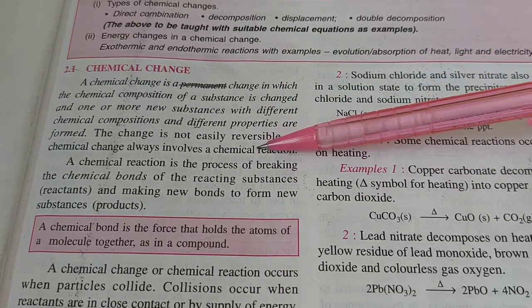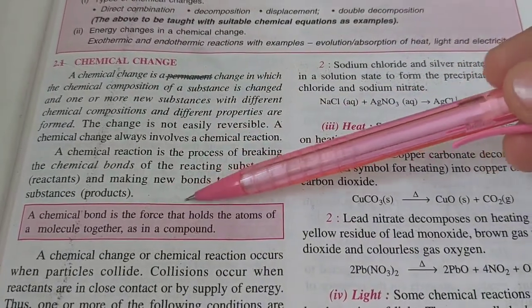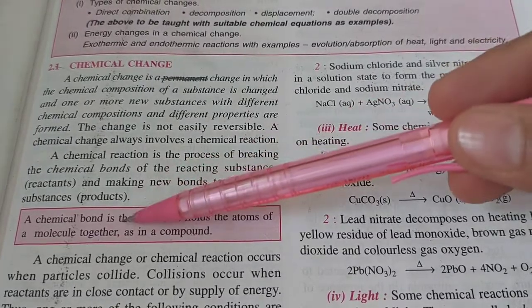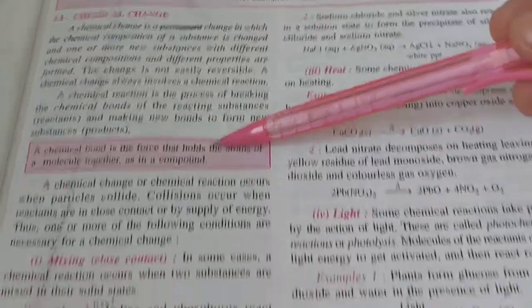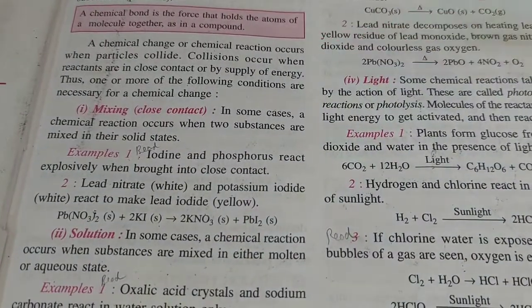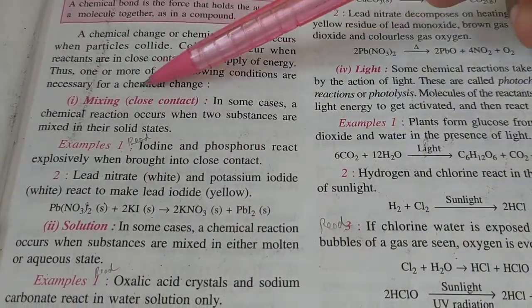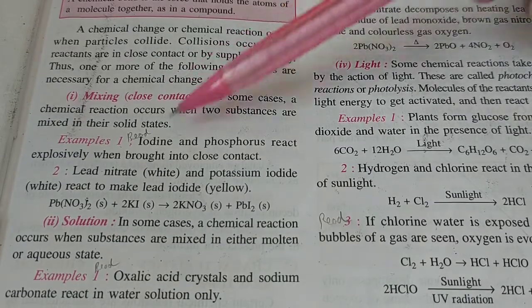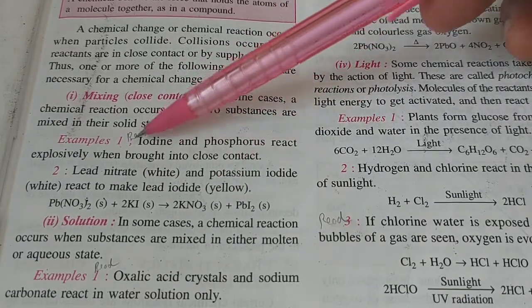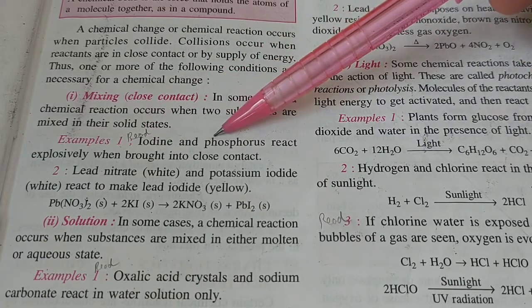Old bonds are broken and new bonds are made. That's life. A chemical bond is the force that holds the atoms of a molecule together, as in a compound. Now, chemical reactions can happen by any of the following methods. First of all, mixing, where the substances get very close to each other. Examples are given. First example, mark it as read, which means that it's not very important, but I can't cancel it.